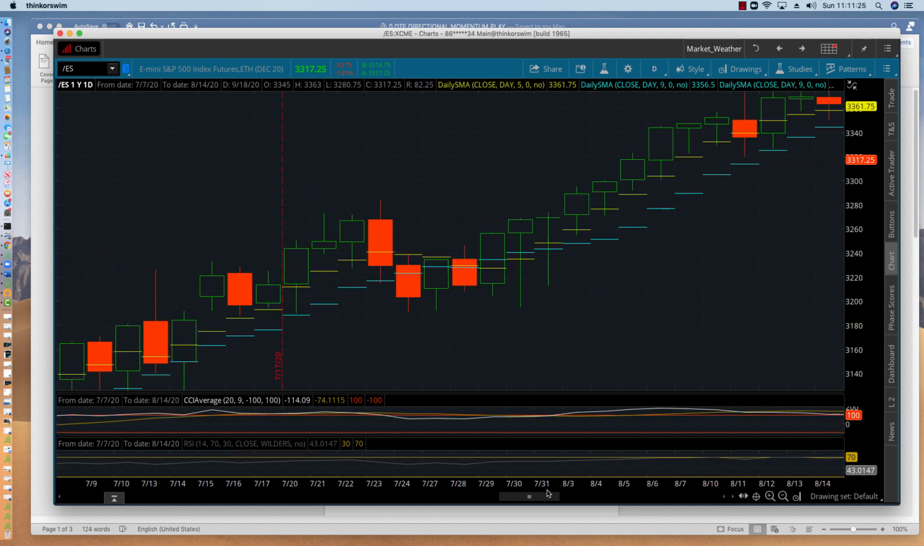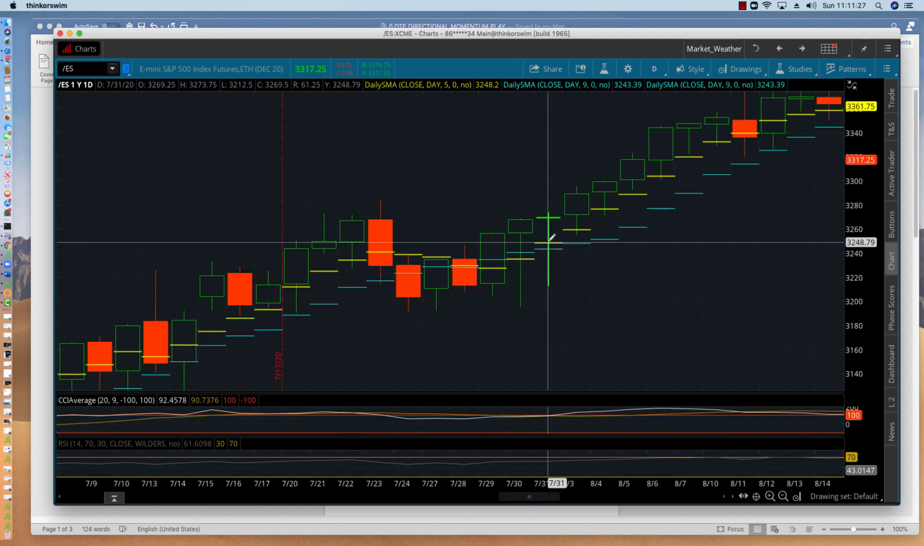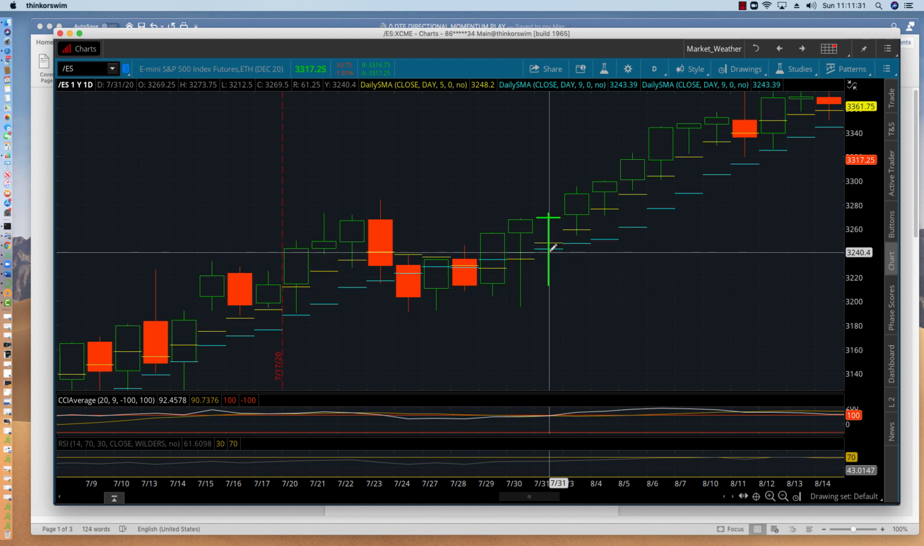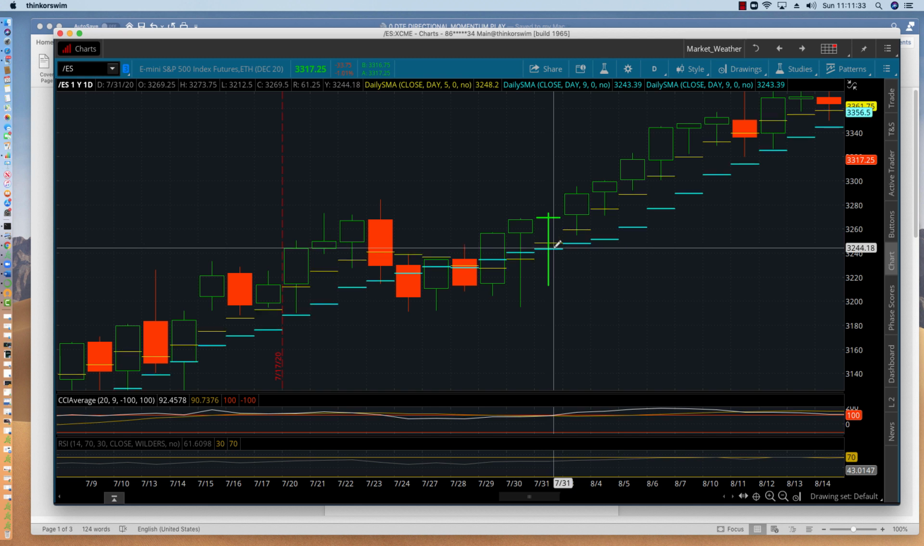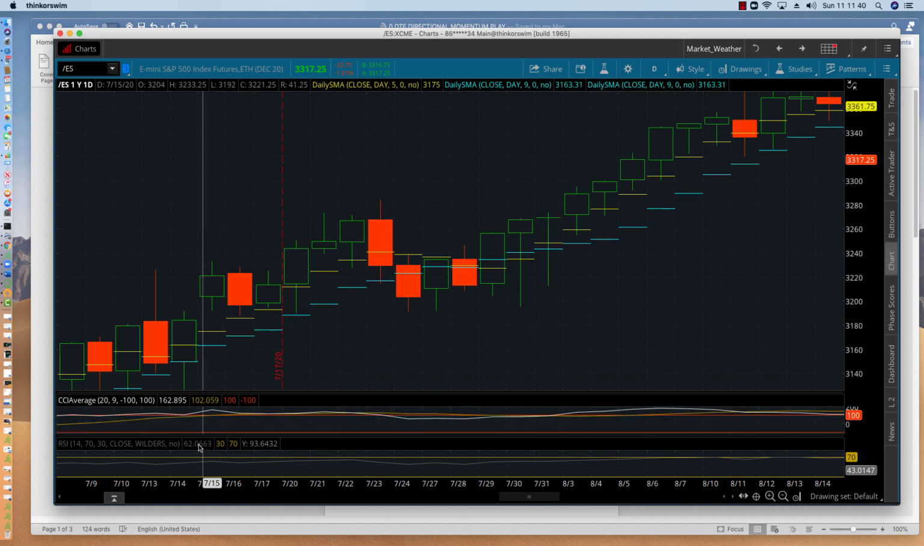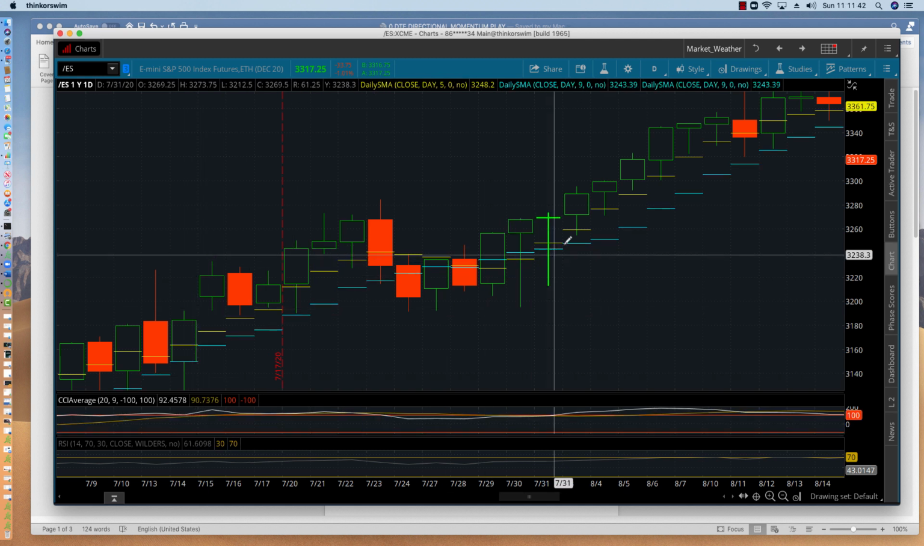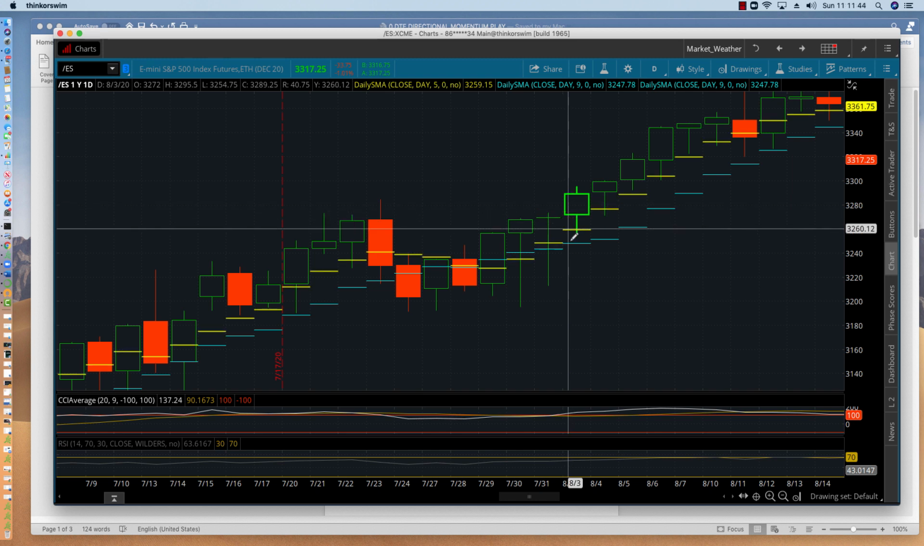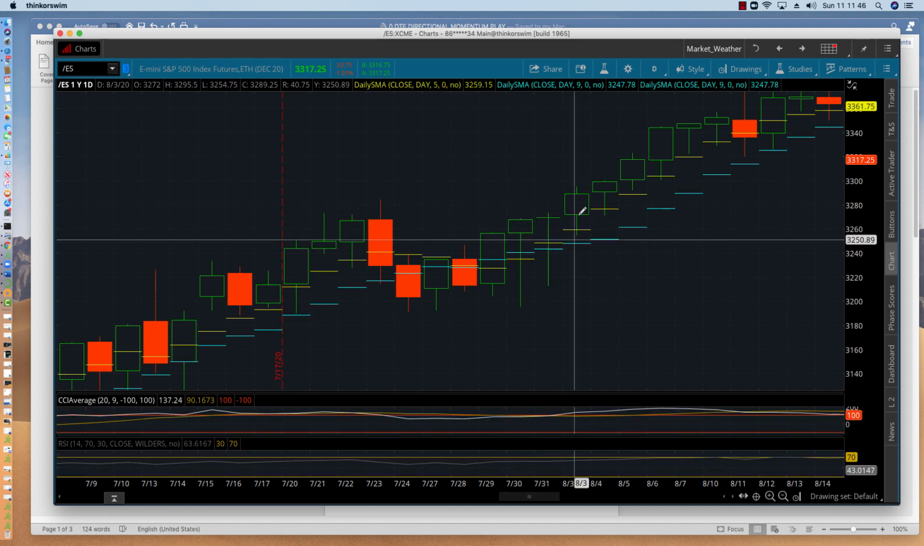So that's not the best example. The best example will be this day, because on this day, your 5 MA is above the 10 MA, and the RSI on this day is 61. So you're looking right here, above 50. That's a bullish strategy. You would play the bullish strategy on that day.